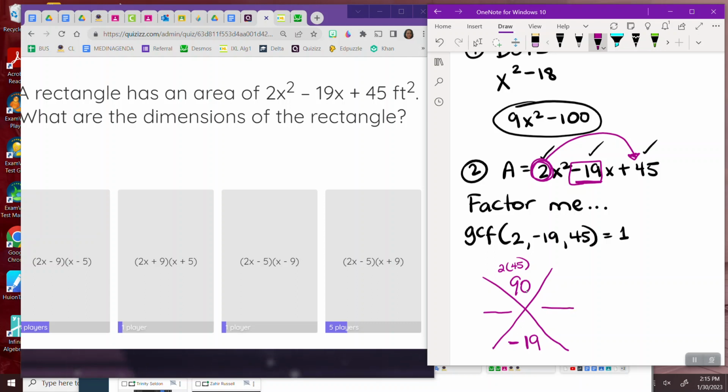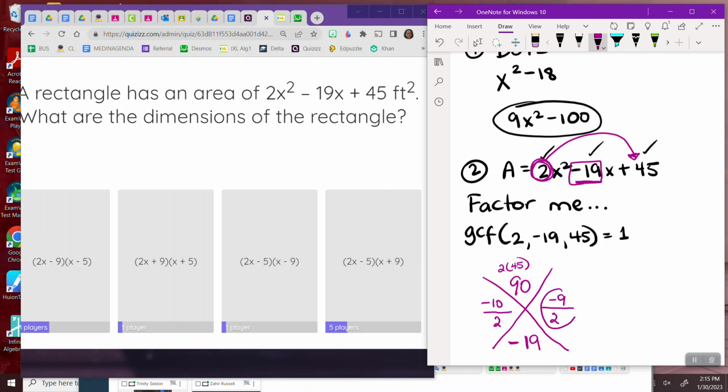Dwight, louder. Negative 10. Okay, correct. Negative 10, negative 9. Because when we multiply them, we get positive 90. When we sum them, we get negative 19. But because we multiplied by 2, we need to divide these numbers by 2.